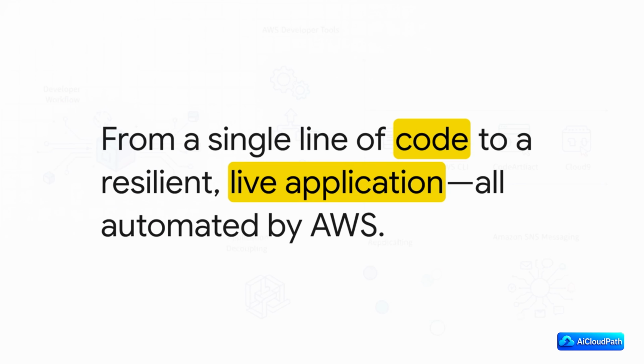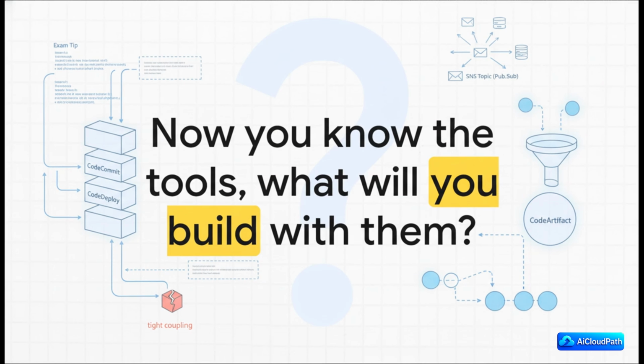And there you have it, from just a single line of code all the way to a resilient, live application. We've traced that entire journey, and we've seen how each one of these specialized AWS tools plays its own part in creating a modern, totally automated workflow. This entire ecosystem is designed to just get the friction out of software development. It lets you focus less on the process and more on actually innovating.